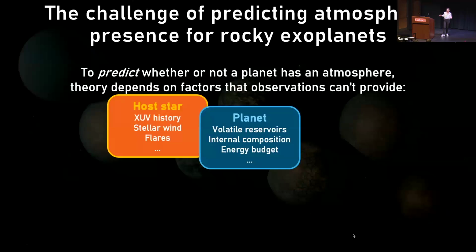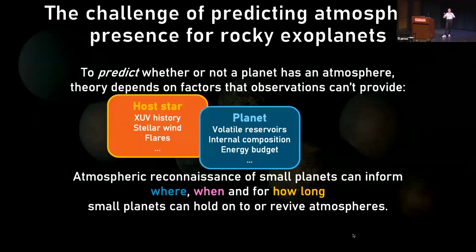And so there's a couple reasons for this. First, from a theoretical perspective, it's pretty tough to predict which of the bunch of rocky exoplanets that we know about actually would have atmospheres, because that depends on a lot of factors that we can't really observationally probe, like their entire XUV history that they underwent, or how much volatiles they started out with.